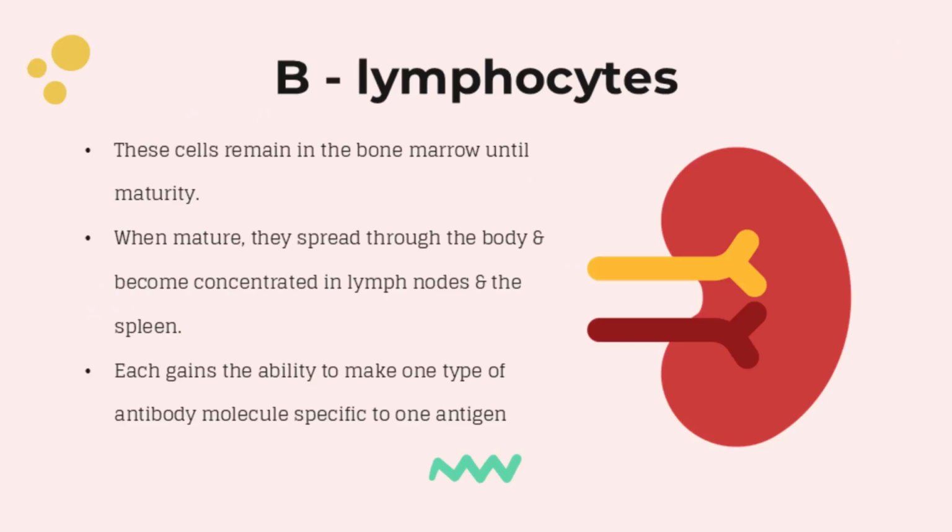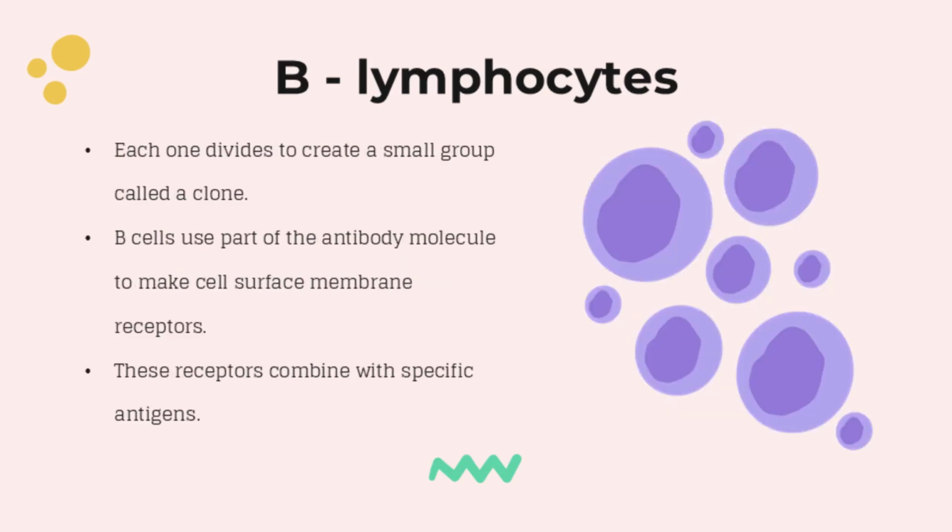B lymphocytes. They remain in the bone marrow until maturity. When mature, they spread throughout the body and become concentrated in lymph nodes and the spleen. Each gains the ability to make one type of antibody molecule specific to one antigen. Each one divides to create a clone, which is a small group of identical B cells. They use a part of the antibody molecule to make a cell surface membrane receptor. They combine with the specific antigens, forming an antibody-antigen complex.